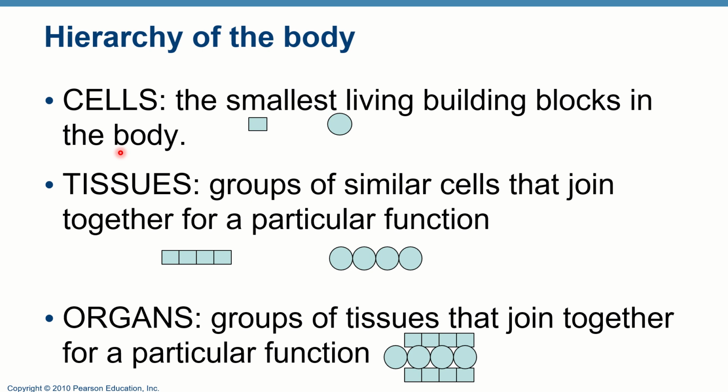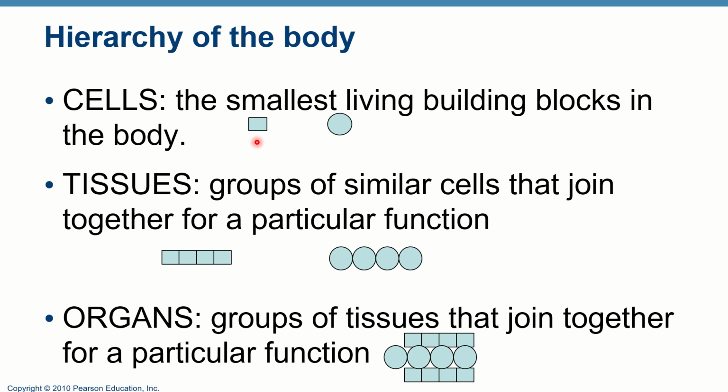So here is the first hierarchy of the body. First you have to know that cells are the smallest building block units in the body, and you know that the cell is the functional and structural unit of life. Then there is a tissue. Tissues are a group of similar cells that join together for a particular function. And then there is an organ. Organs are tissues that join together for a particular function.